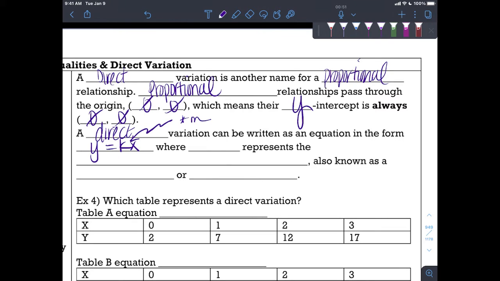That's really just an m, a slope, where k represents what is referred to as my constant of variation, also known as my slope or sometimes my rate of change. All right.